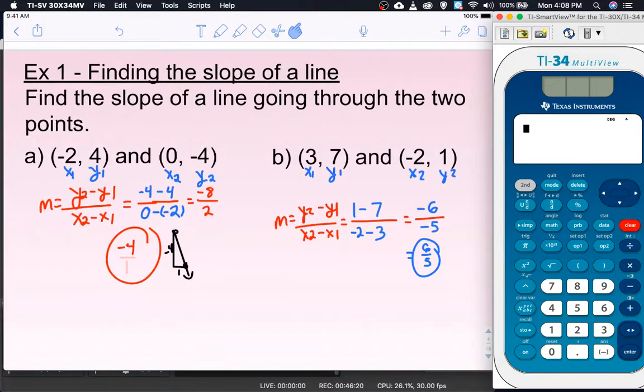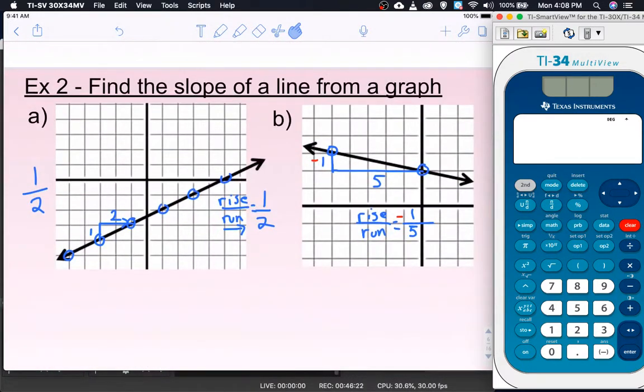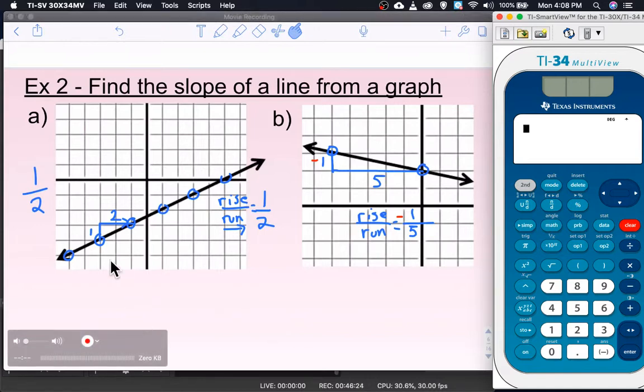The second type of slope we found is from a graph. We saw that that represents the pattern from one point to the next, to the next, to the next on the line. So if you went up 1 over 2, your slope was 1 over 2. If you went down 1 and then over 5, your slope was a negative 1 over 5. Positive slopes go up, negative slopes go down.